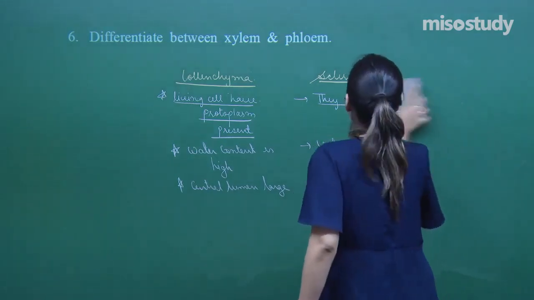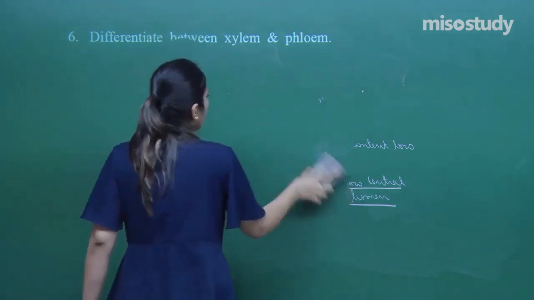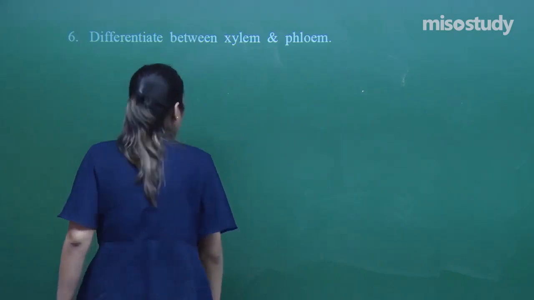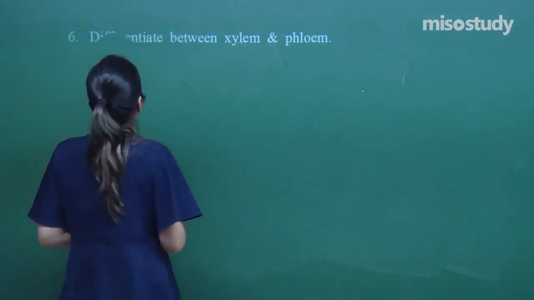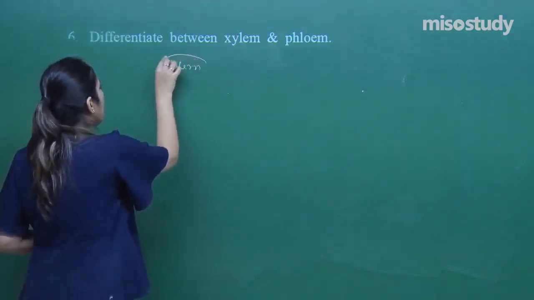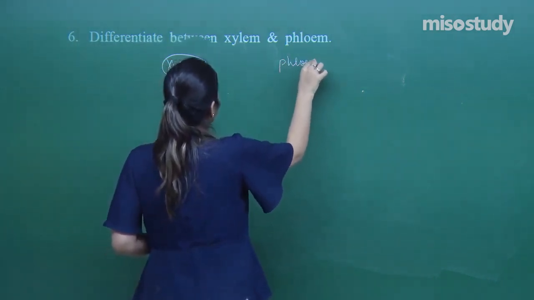The next question is also a distinguish. Why have I chosen only the distinguish? The reason is that within one question you can understand about two different types of tissues. Now the first says we have to differentiate between xylem and the second is phloem.